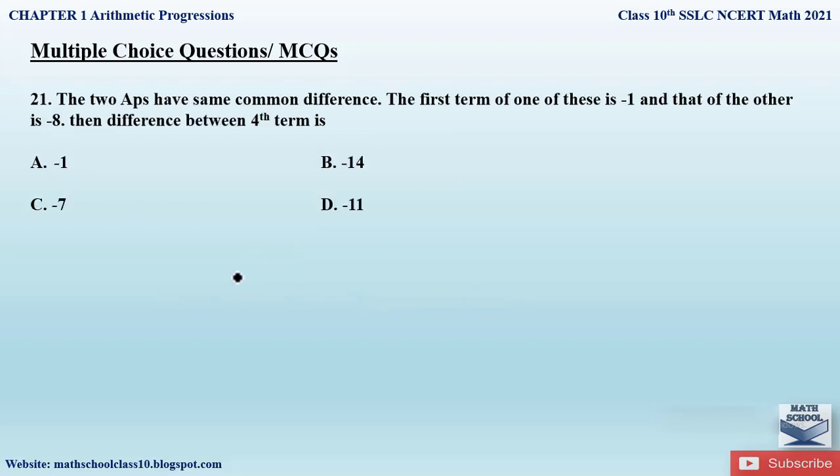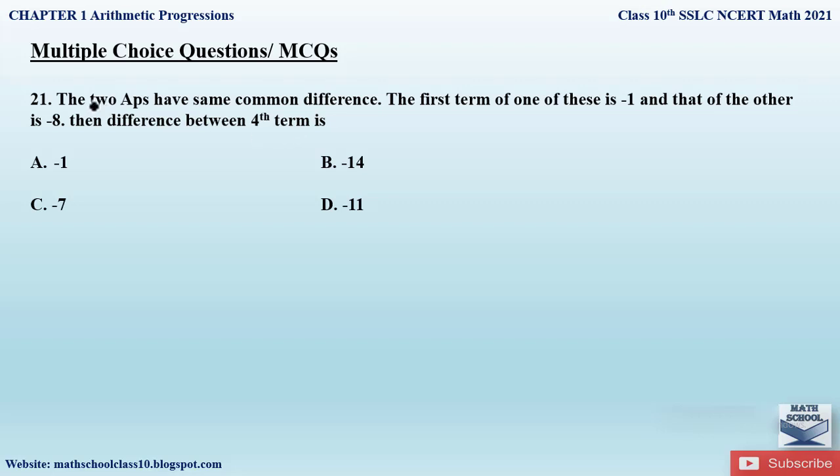So our next question is, the two APs have same common difference. The first term of one of the APs is minus 1 and that of the other AP is minus 8. Then the difference between their fourth term. Okay, so read the question carefully and write down what is given in the question.